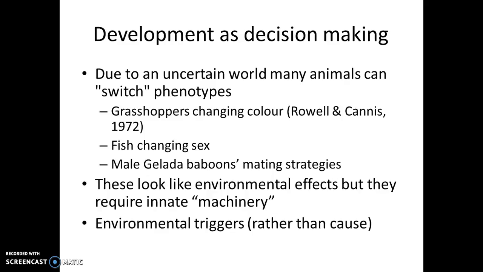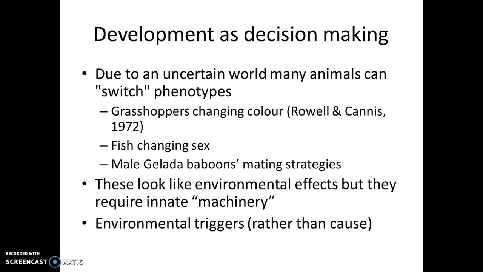Now, this isn't the environment causing it, right? The environment is, if you like, triggering the change to produce camouflage. The environment triggers it and sets in process a whole bunch of physiological changes which cause it to change colour. This evolved in order to protect the grasshopper from being preyed upon. So these look like environmental effects, but they require, if you like, innate machinery to do it. Other animals can't do this, but these grasshoppers can.